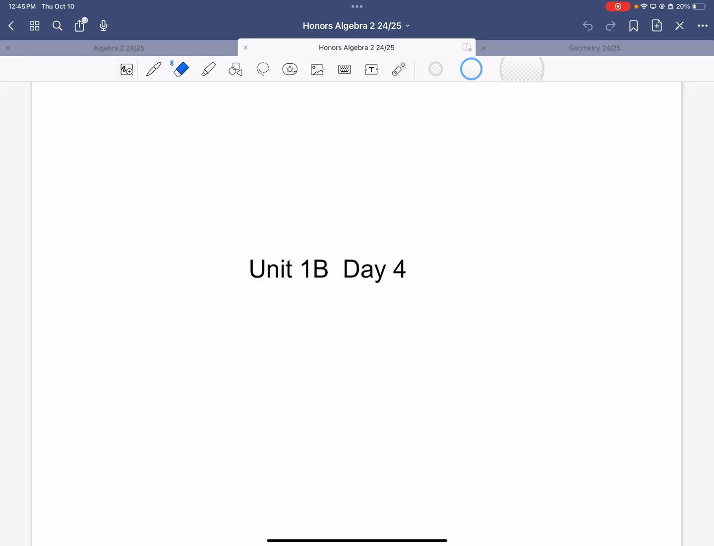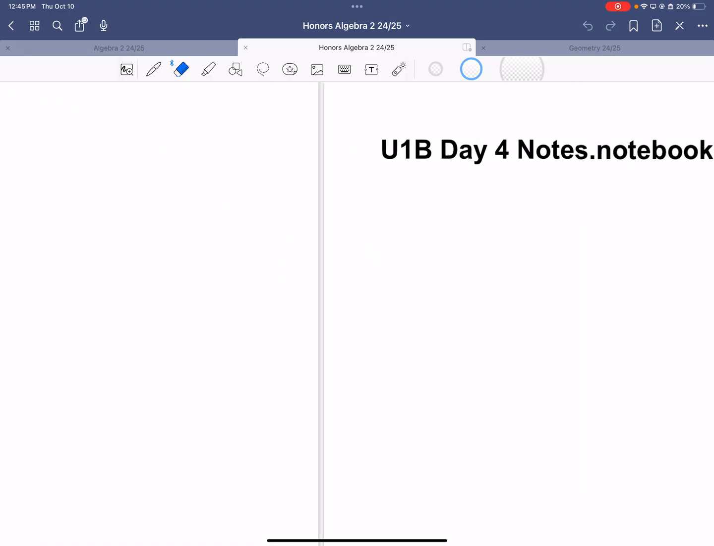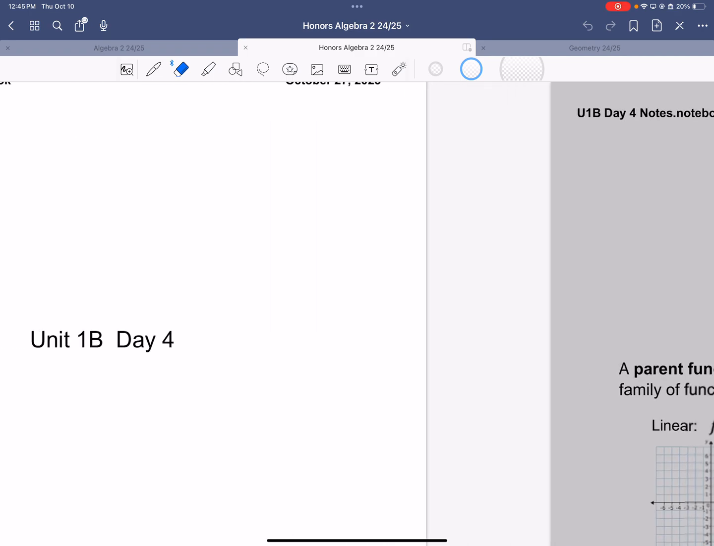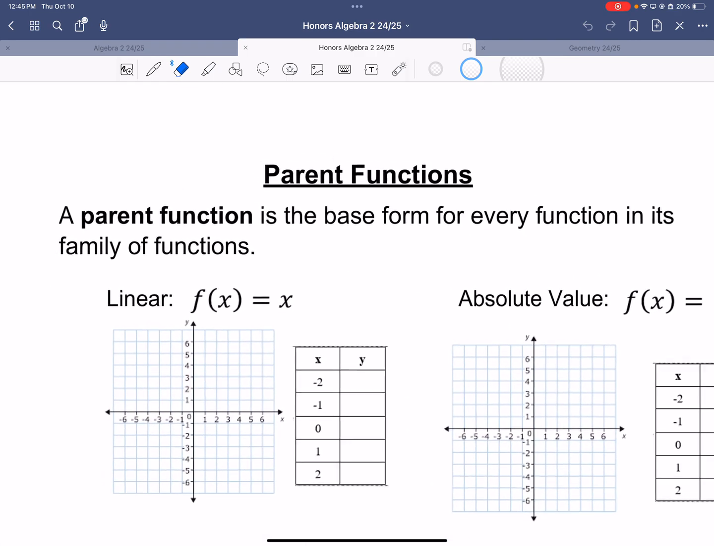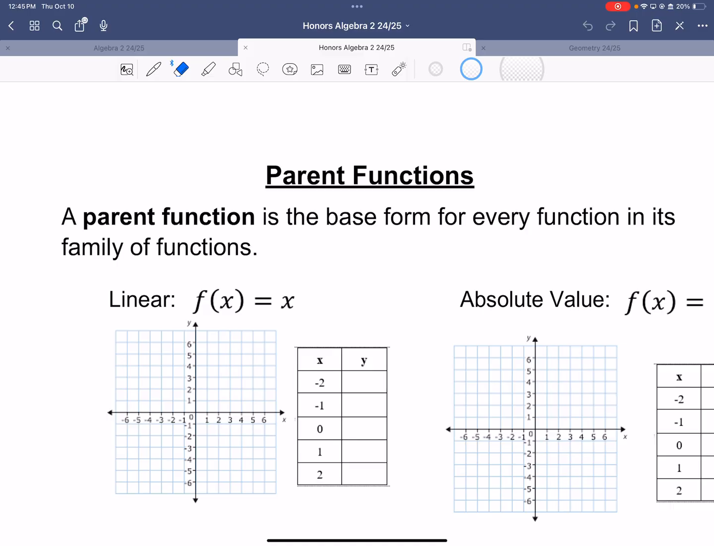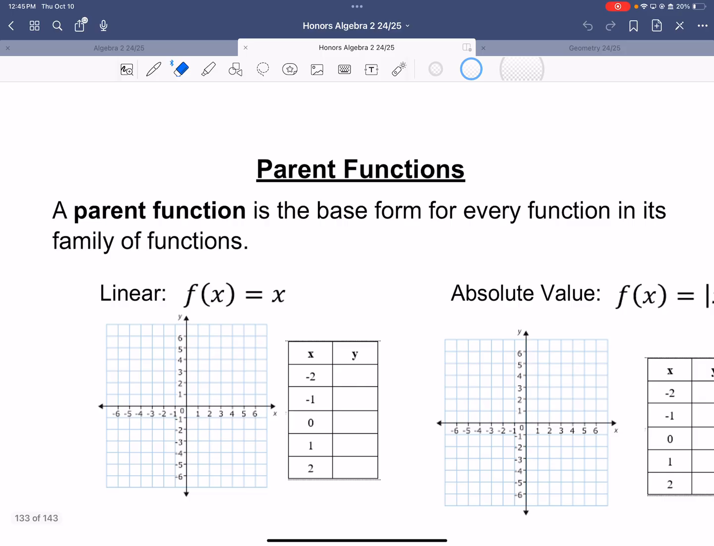All right, we're going to start Unit 1B. This is the last part of this unit today. So we're on day 4, which is essentially the last day of the unit. We'll do a little bit more with it tomorrow. But today we're going to talk about parent functions. So a broad scope today, kind of a broad view of functions themselves.